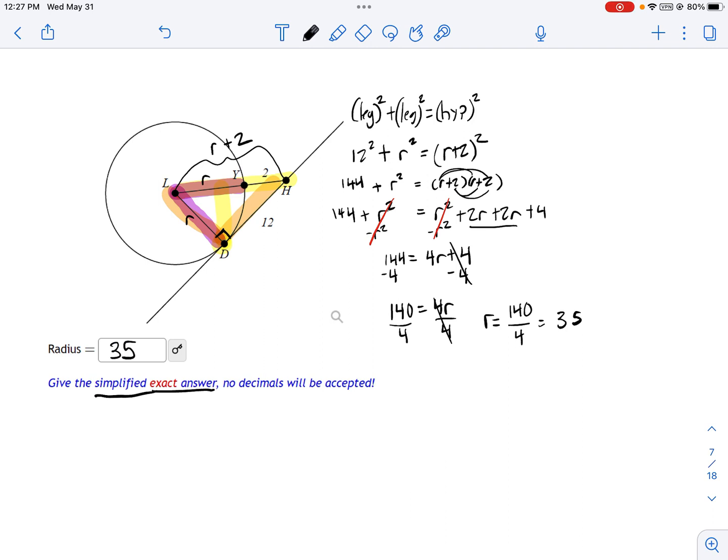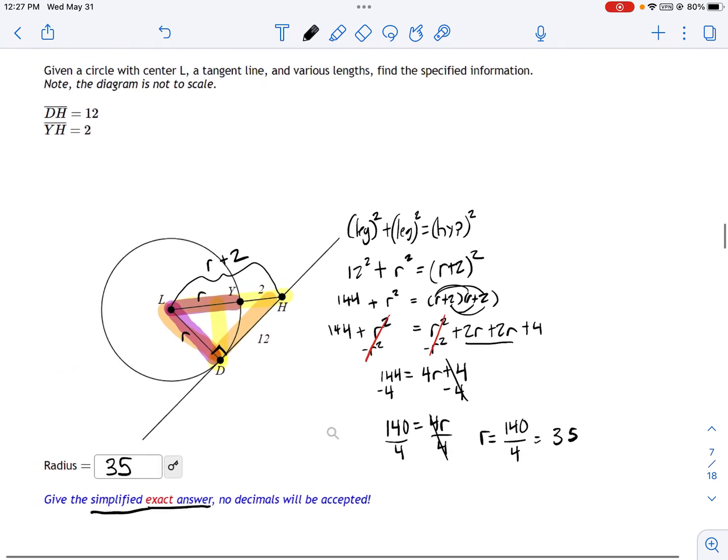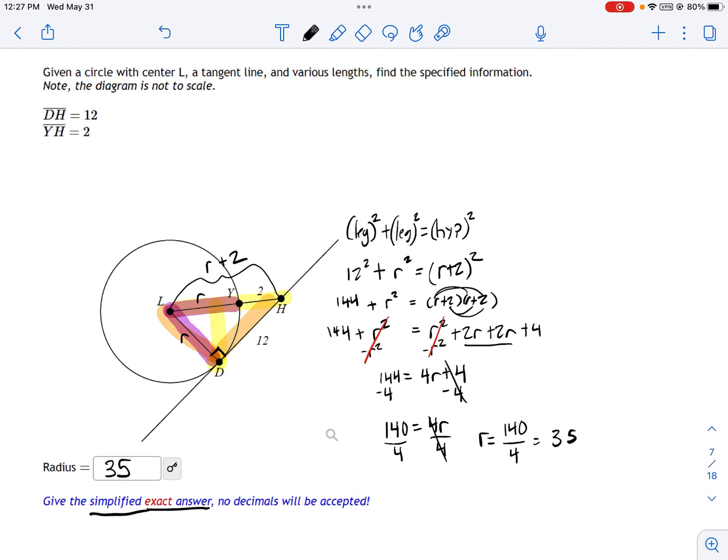There you go. And if we wanted to find the hypotenuse, this L to H segment, that'd be 35 plus 2, which would be 37. All right, and there you have it. And that'd be your answer.